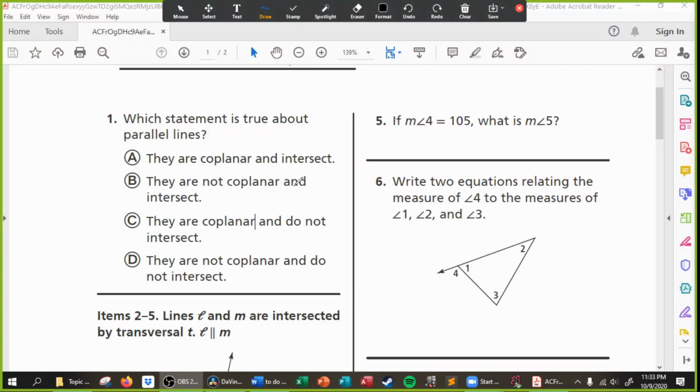Alright guys, let's start the topic 2 review. Our first question says, which statement is true about parallel lines?